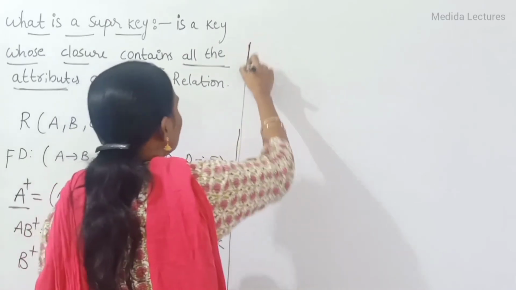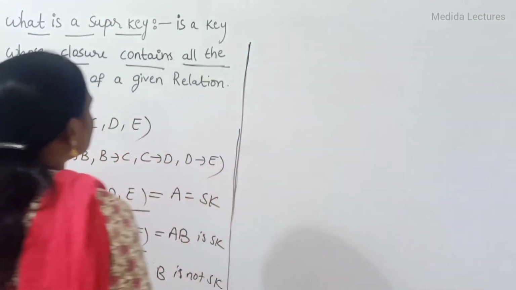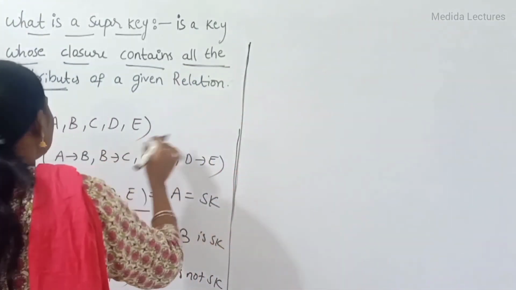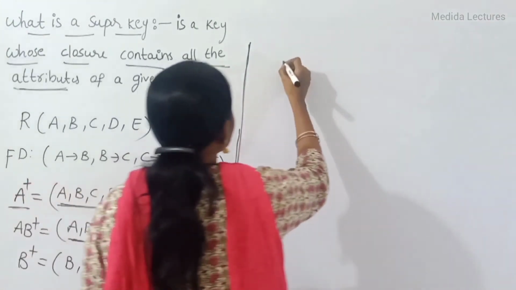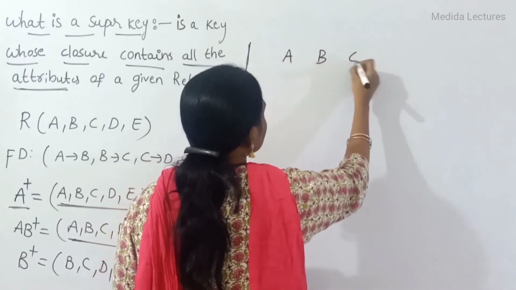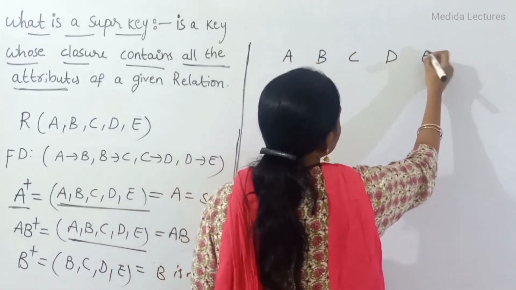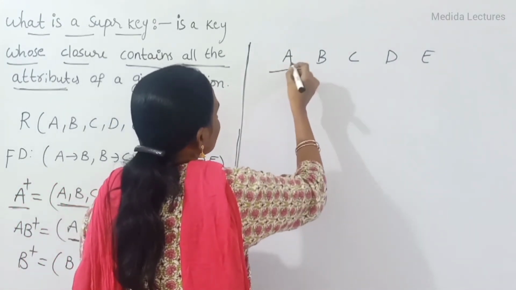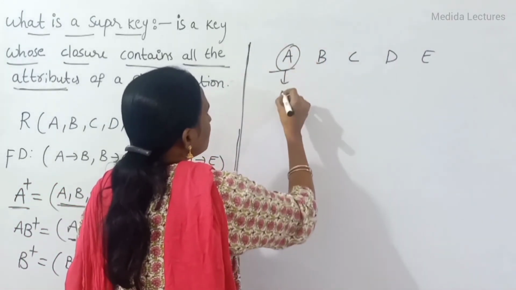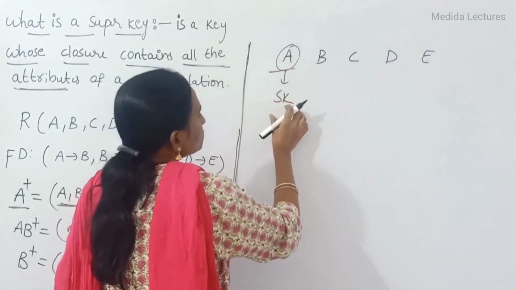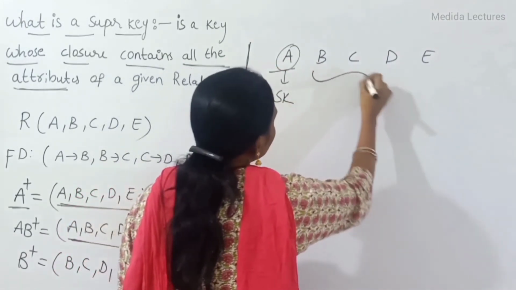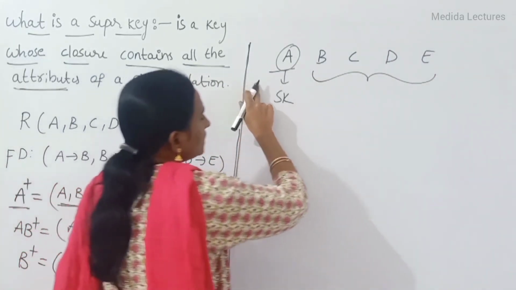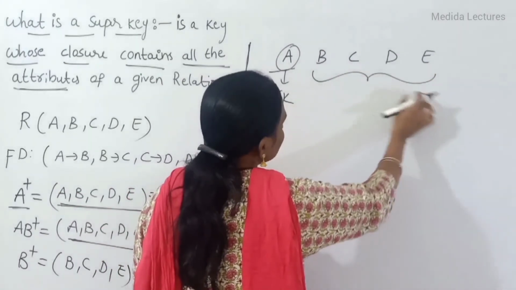So how to find out the total number of super keys? The simple trick is, what are the total attributes for the given relation? A, B, C, D, E. So these are the attributes for the given relation. Already I found out A is a super key. If A is a super key, then the combination with remaining attributes would be a super key.